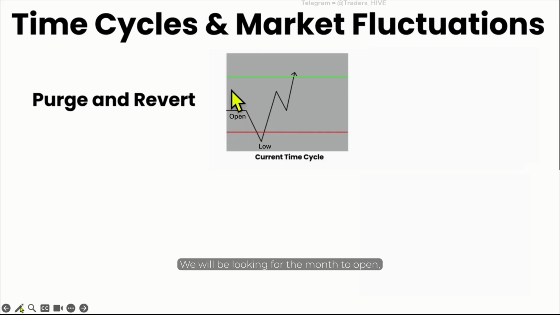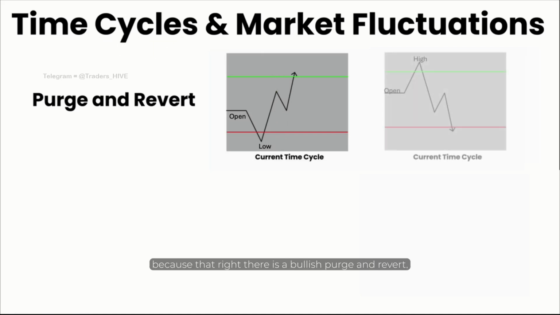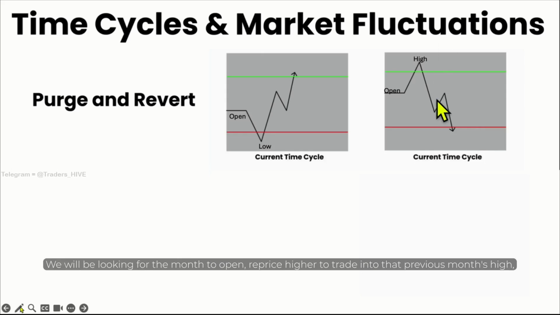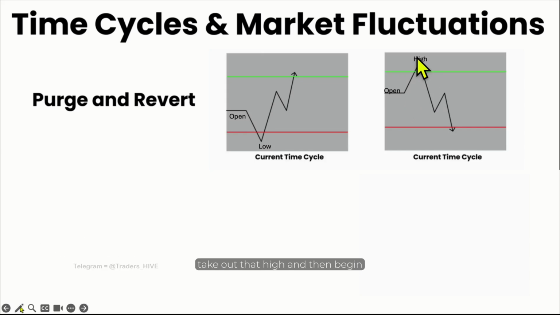We will be looking for the month to open, drop lower, to take out the previous month's low, to then draw towards that previous month's high, because that right there is a bullish purge and revert. If we are anticipating lower prices for the month to come, what we will be looking for is the following. We will be looking for the month to open, reprice higher to trade into that previous month's high, take out that high, and then begin to draw towards that previous month's low. This is the bearish purge and revert model.